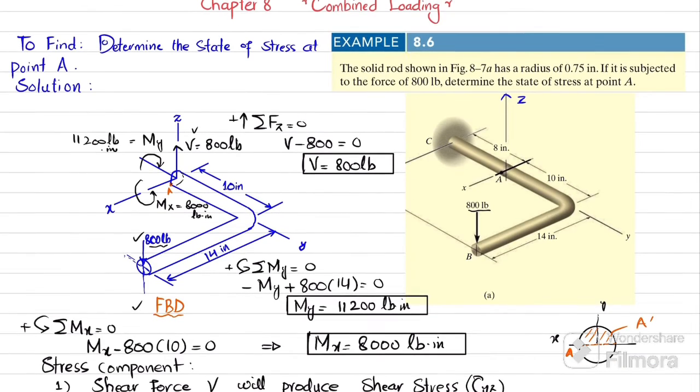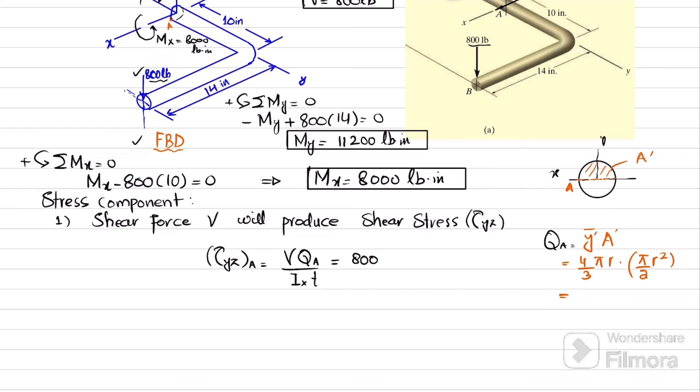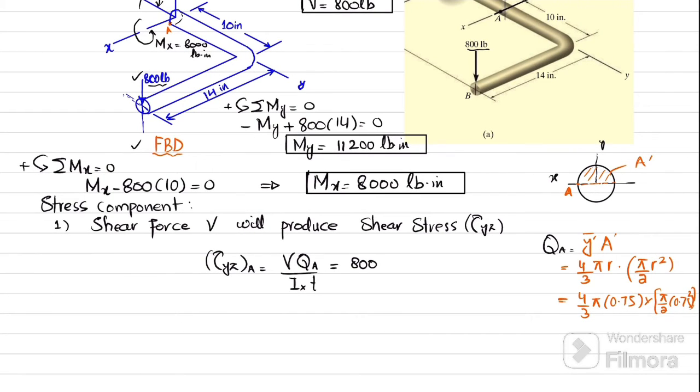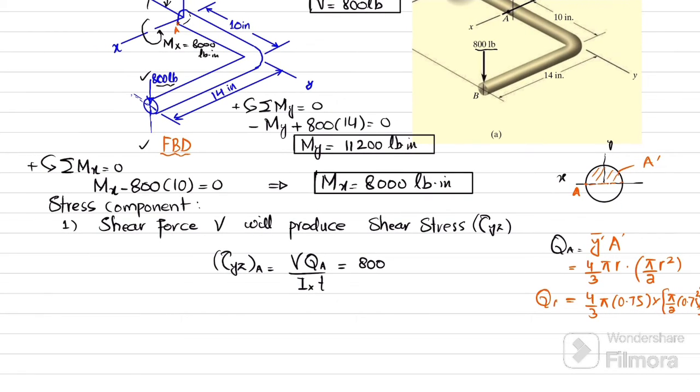So you have the value of r. r is given as 0.75 inch. So I can write 4 over 3 pi into 0.75 multiplied by pi by 2 into 0.75 whole square. Okay, now what we will get is Qa. If you calculate it, Qa will be equal to 0.2813 inch power cube.